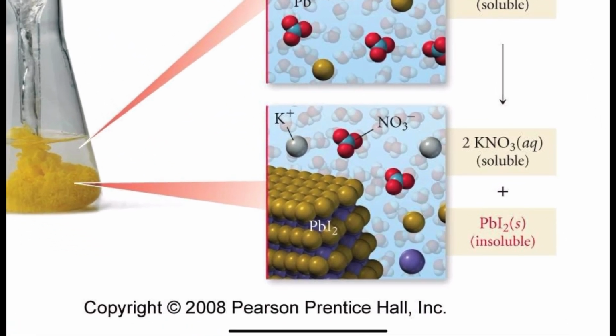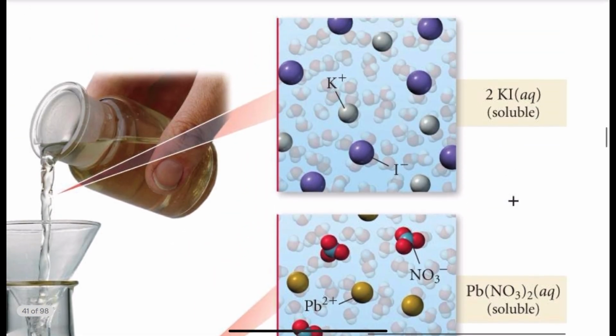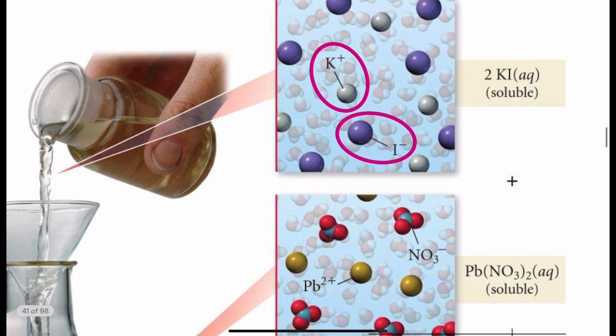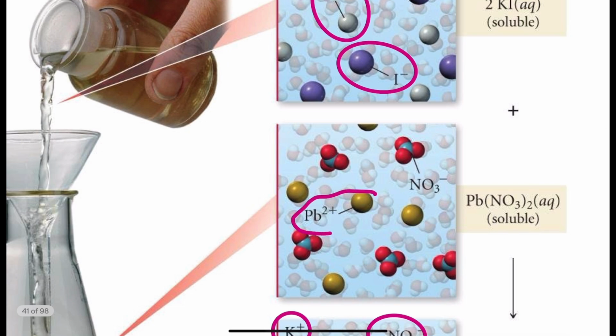And that's what we see in the picture over here as well. So you can see here the K+ and the NO3- floating around in solution. Sorry, up here. Let's do it up here. I forgot the K+. Let's start where we started. K+ and I- just floating around in solution. They don't want to have anything to do with each other. They let go of each other because they're stabilized by water.